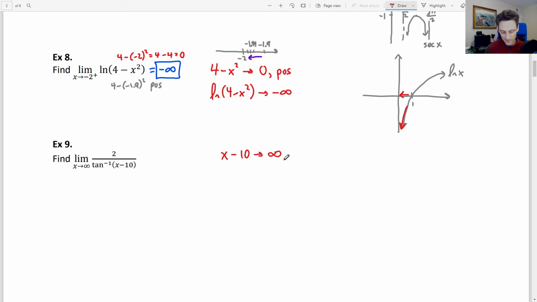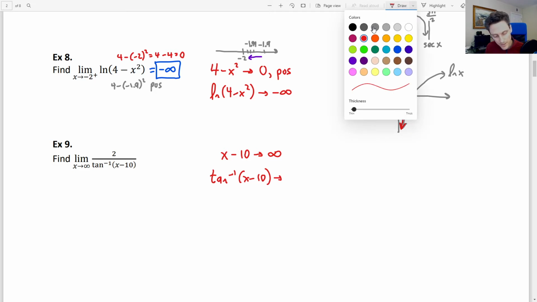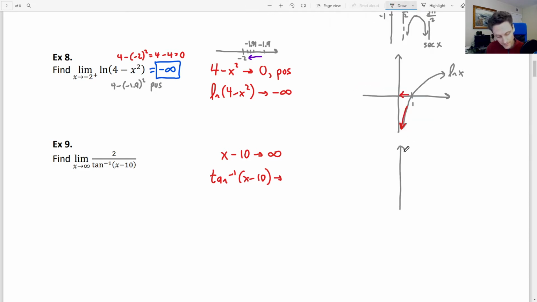Now those x minus 10 numbers that are approaching infinity are being plugged into inverse tangent. So now we have to figure out what is inverse tangent of x minus 10 approaching. Let's draw a picture of a standard inverse tangent graph. Remember, inverse tangent has 2 horizontal asymptotes. There's one at negative pi over 2 and one at pi over 2. Going from left to right as you draw it, it starts close to the negative pi over 2 asymptote and then goes up to the pi over 2 horizontal asymptote. This is a quick sketch of inverse tangent.